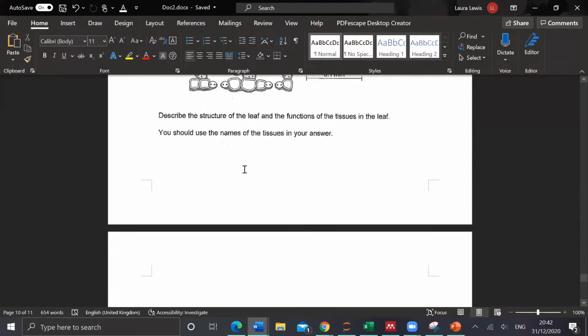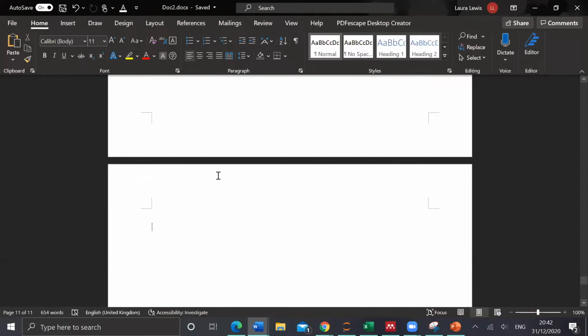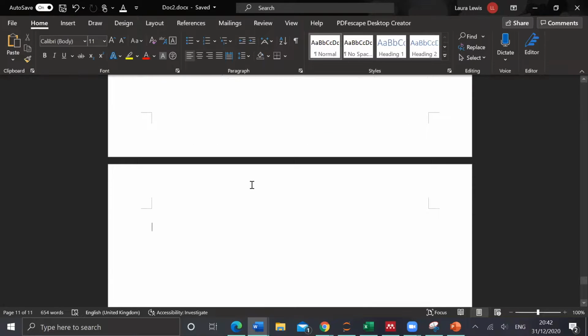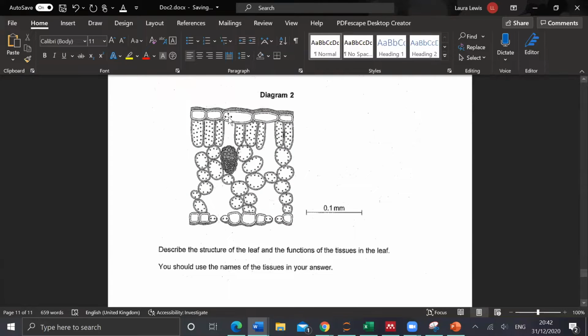Okay, so each part of the leaf has different functions, doesn't it? Let's have a look. We've got the topmost bit, which will be the waxy cuticle. And what does that do? The waxy cuticle is right at the top, and it reduces water loss. This is especially noticeable in a plant like a cactus, which lives in the desert and has to stop water loss, as it's very waxy outside. Then we're working our way down.